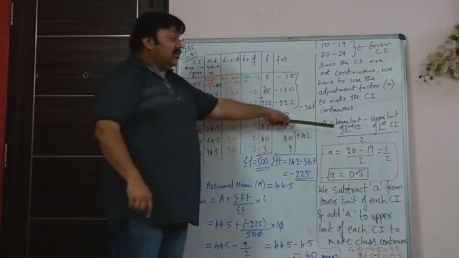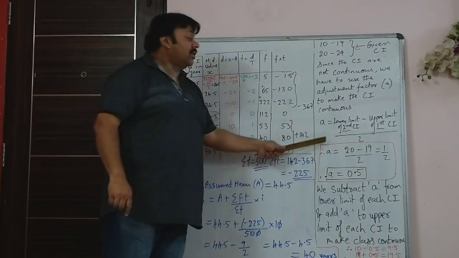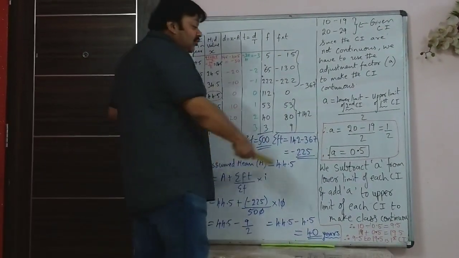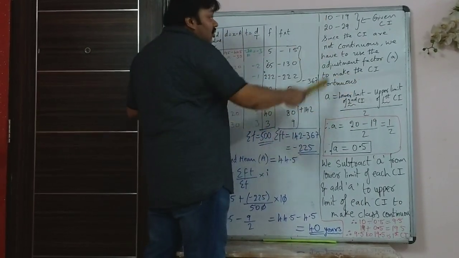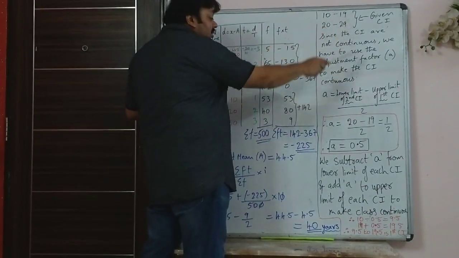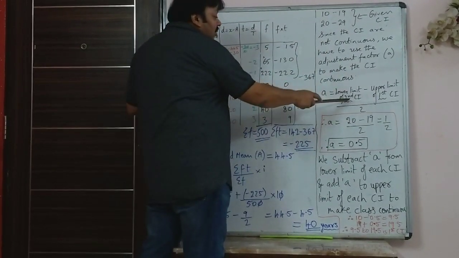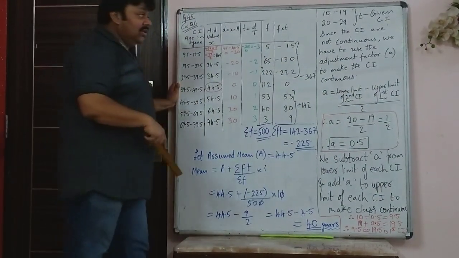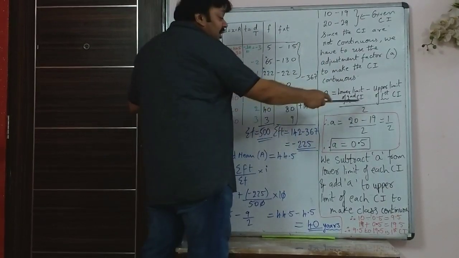Now in the exam you are not required to write all this. You only write what I have shown in red. And you don't have to explain the entire thing. You just have to show what is the adjustment factor. No need of writing all this. You will just write it is 20 minus 19 upon 2. This is because it is the lower limit of second class interval, the original one without adjustment, minus the upper limit of first class interval upon 2.